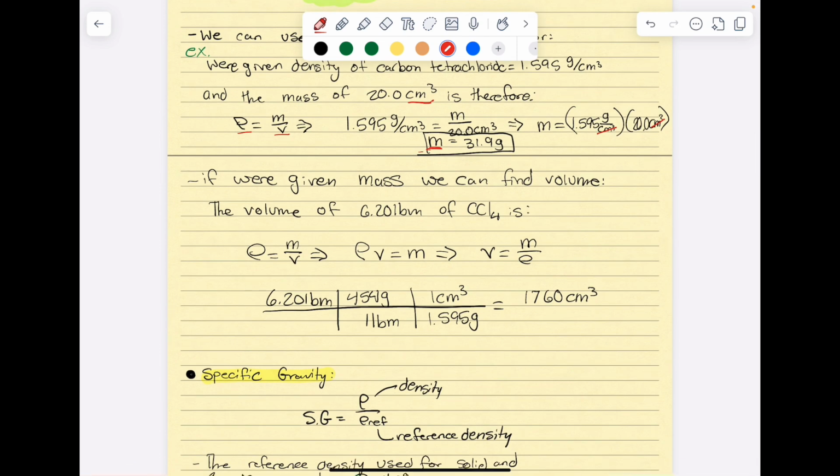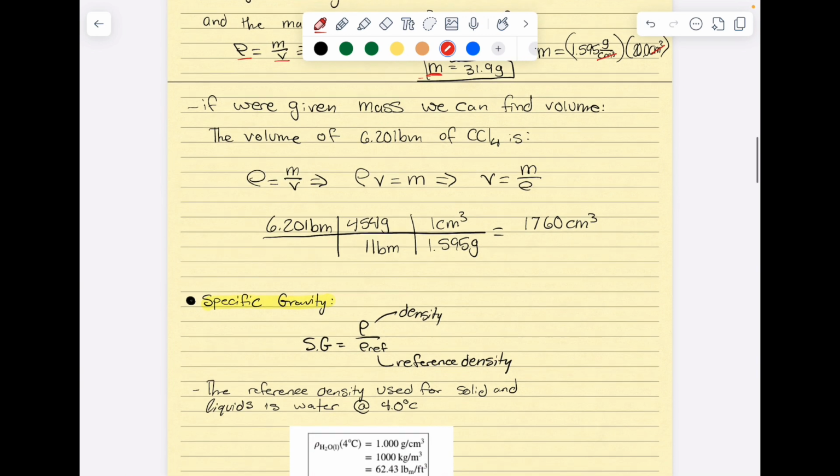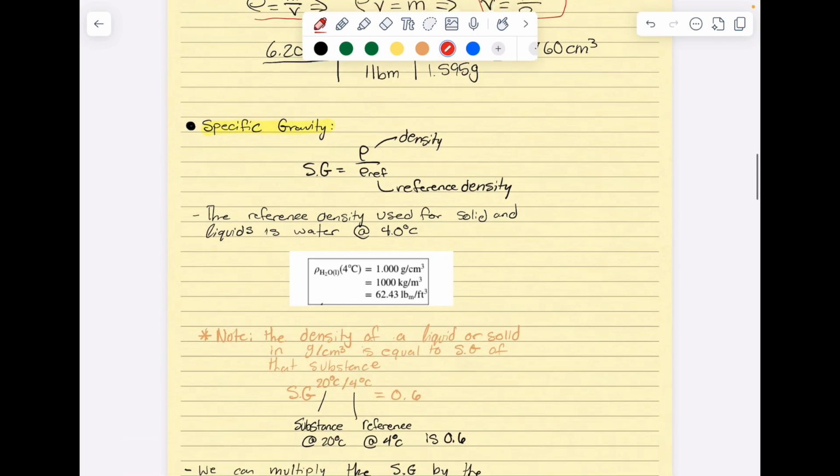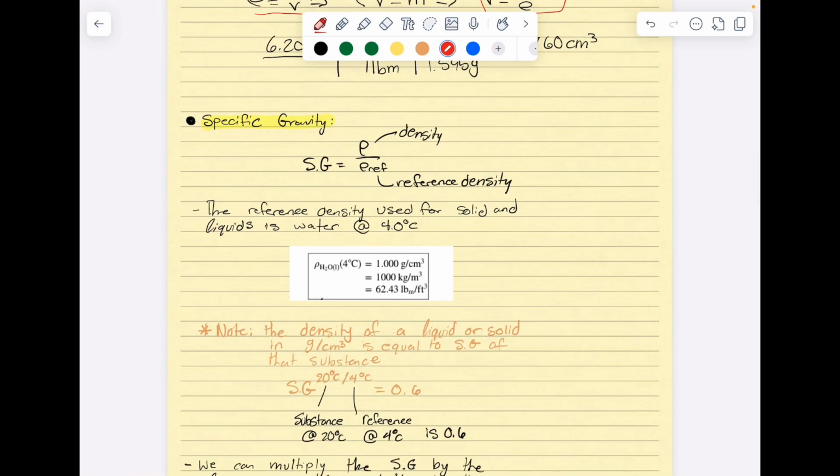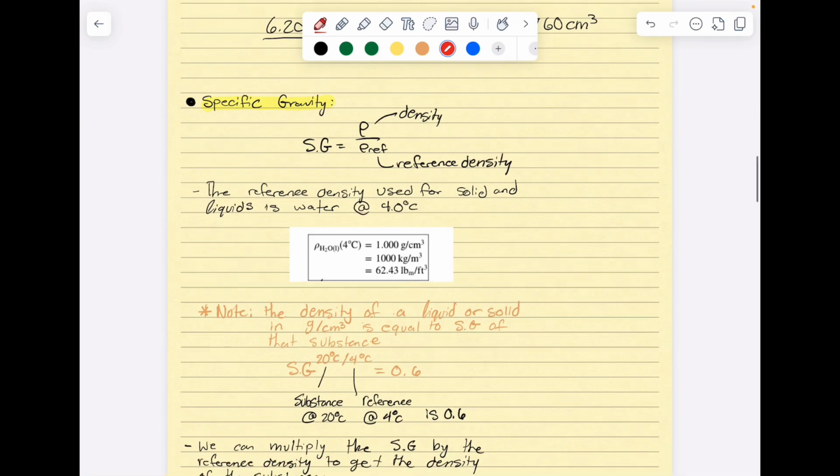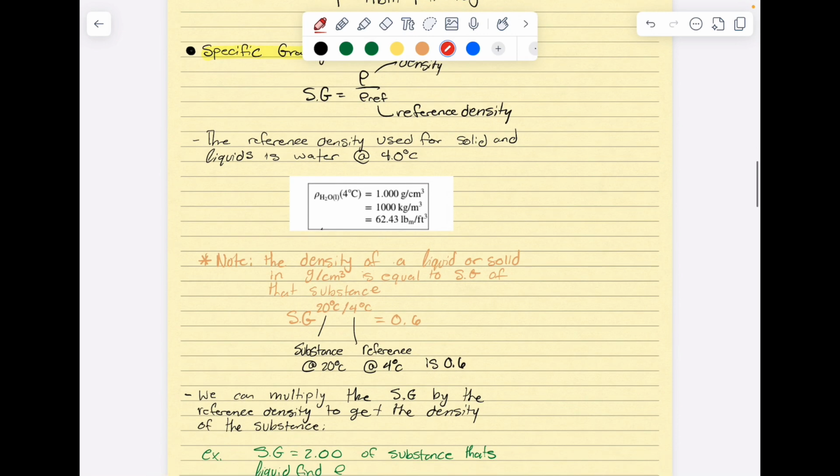So if we're given a mass, we can find a volume, and we just do so by converting the density equation into the volumetric equation. When we're using specific gravity, it is going to be density over the density reference value. The density reference value is going to be used for solids and liquids at water at 4 degrees C.